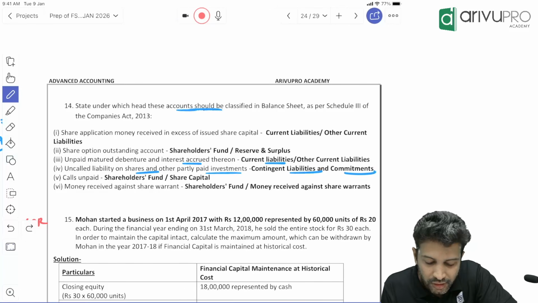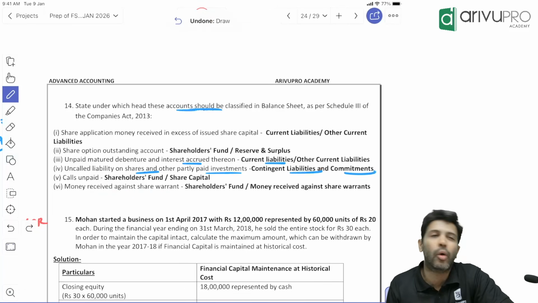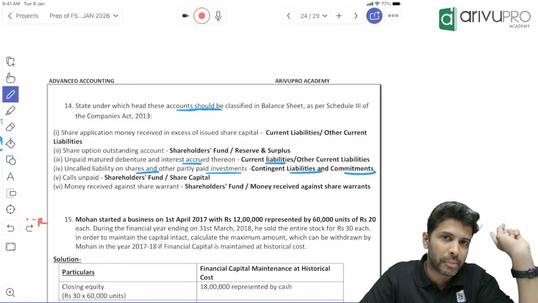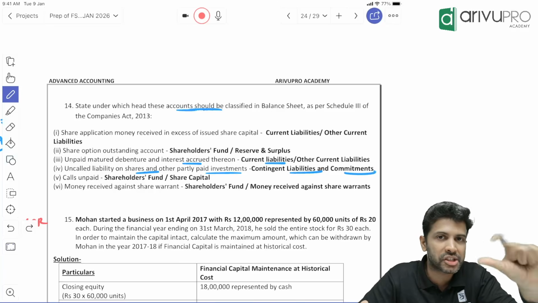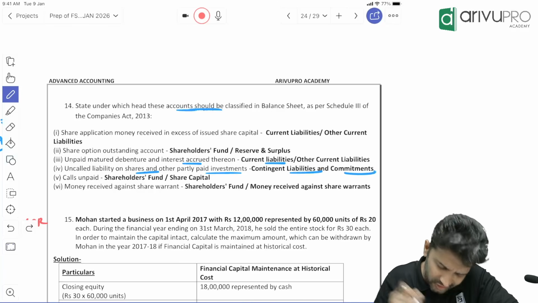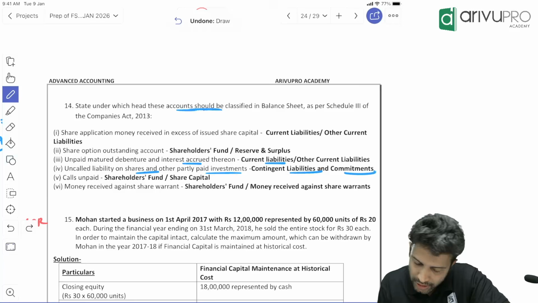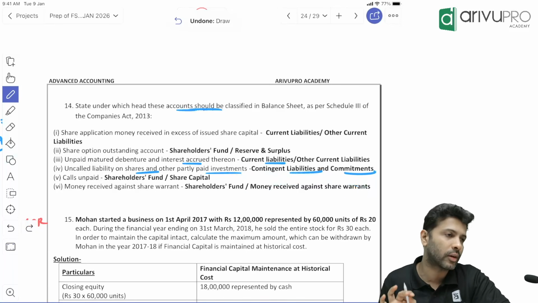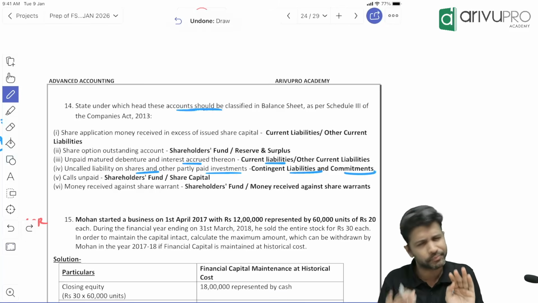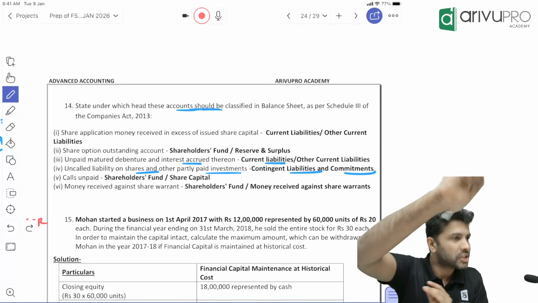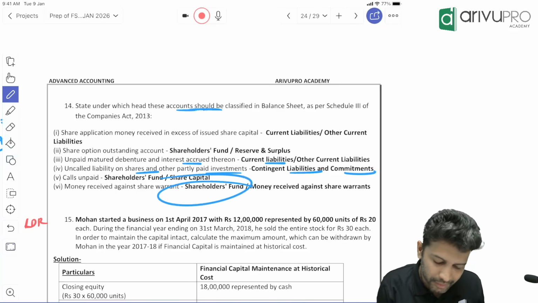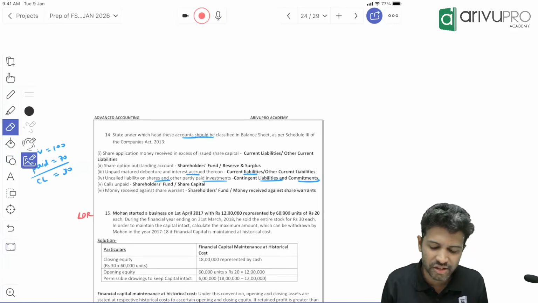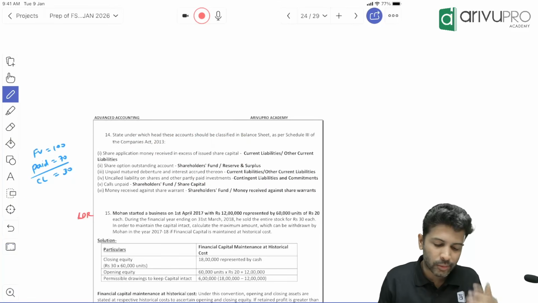So that's one. Money received against share warrant. This is like your share application money pending allotment. You remember when we discussed the balance sheet format, there is something called share application money pending allotment. Same thing here. Money received against share warrant will come under shareholders' funds only. Because eventually it will become share capital, not now. So it will come under this category. Just know this. They are not that important. Once in a while, these sort of things come. Okay, 14th one, done. That's all.